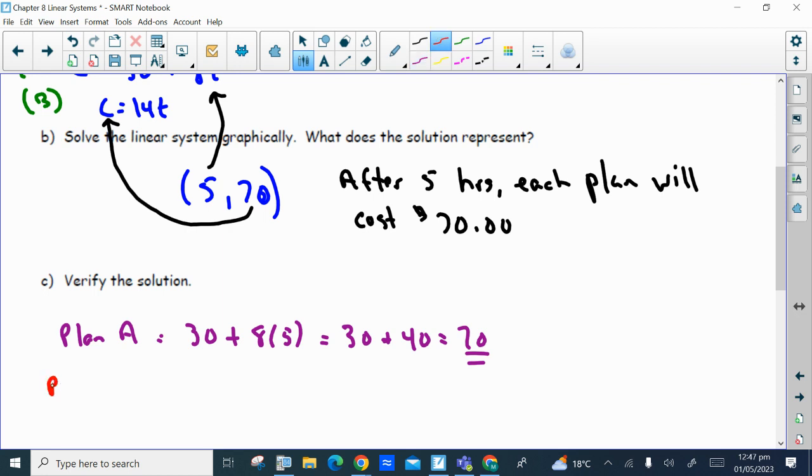Plan B is straight $14 an hour. And if you go 14 times 5, that also gives you the $70. So there we checked it.